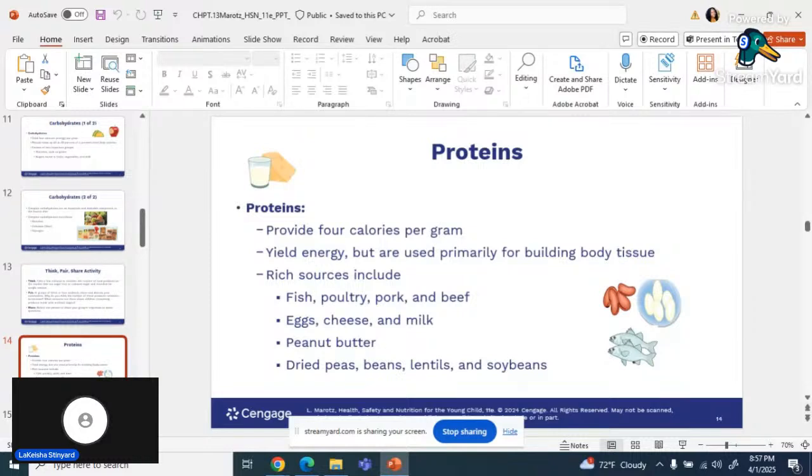The only thing I really don't eat a lot of, I try to stay away from pork. I eat very little beef, but I love my fish and poultry. I like egg, cheese, and milk, peanut butter. I don't like lentils, and I don't care for soybeans. But the majority of it, I'm hitting my protein target.